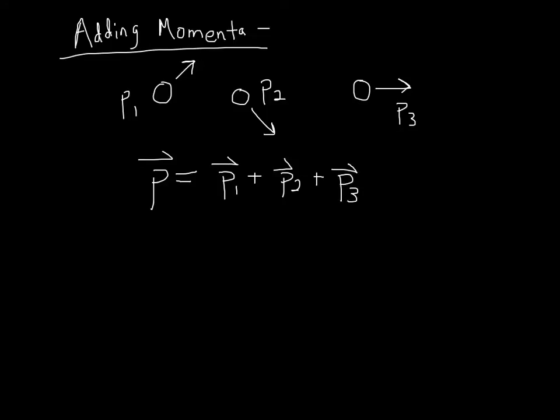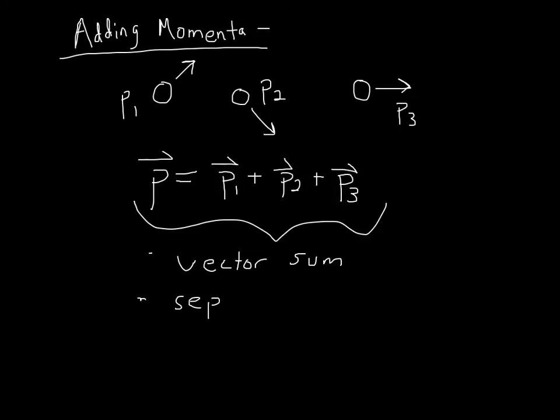Since these are all vectors, I can't just add them. This is a vector sum. So when I'm adding momenta, I need to use the different components. In a vector sum, you need to separate into components. This is the same thing we had to do when we were using forces. When we added forces, we needed the x direction and we needed the y direction. Same thing with momentum. You need the x direction, you need the y direction.